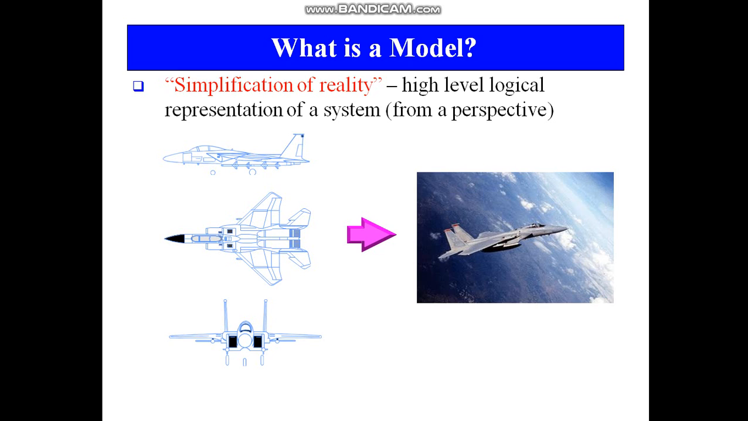There are multiple models available: airline reservation system model, college management system. This is one type of model. Railway reservation system is one type of model. Restaurant management system is one type of model. It is basically depends upon the simplification of reality. It depends upon the high level logical representation of a particular system. It is called a model. There are multiple types of models available.